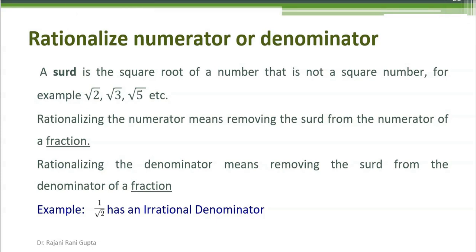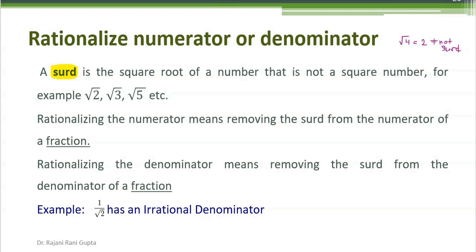For that, first we need to know what we mean by a surd. A surd is a square root of a number which is not a square number. For instance, root 2, root 3, root 5. That is an example of a surd. But if you say root 4, it is the square of 2, so the value is 2. So this is not a surd. We talk about rationalization whenever it involves surds.